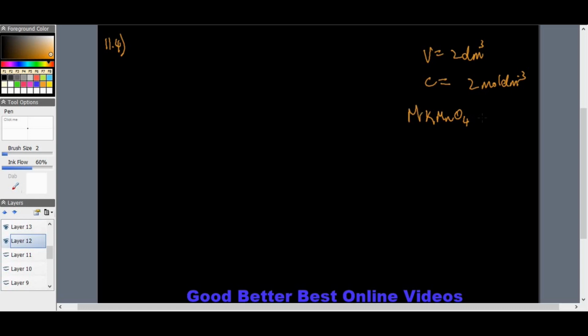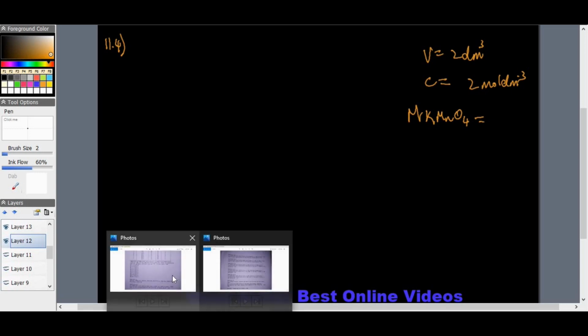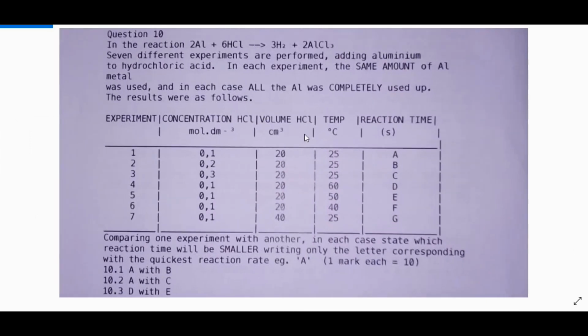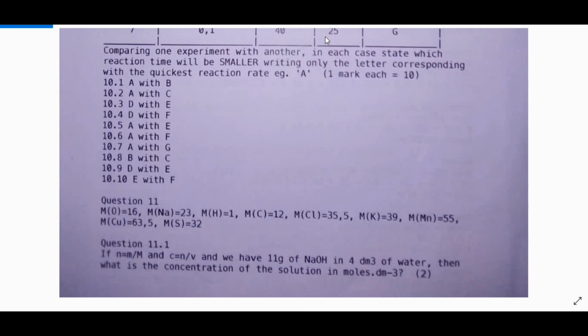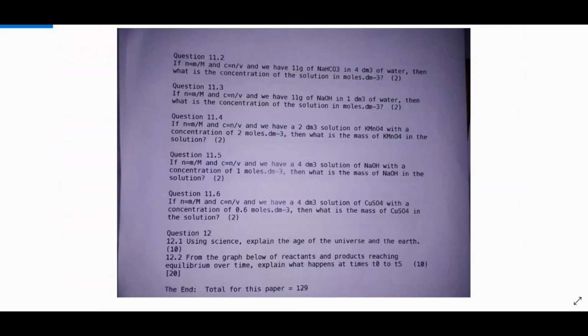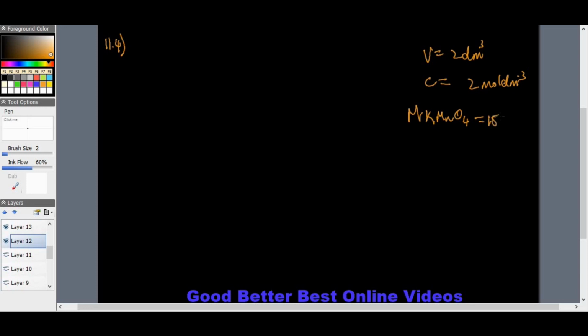And let's find the molar mass of the substance while we're at it. So over here, sorry, let's just zoom in slightly. So potassium permanganate, so potassium, we got 39 plus 55 plus 4 times 16, that's 158. Okay, so that's 158 grams per mole.